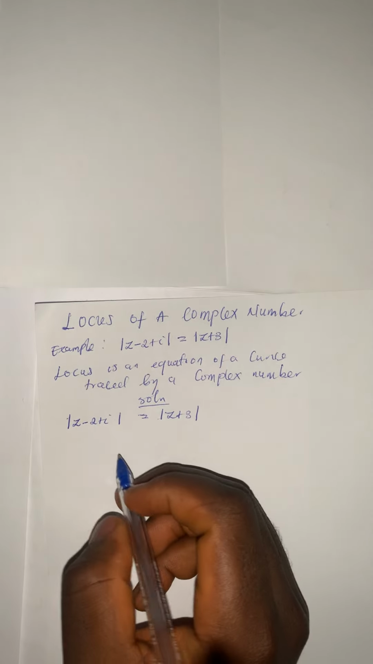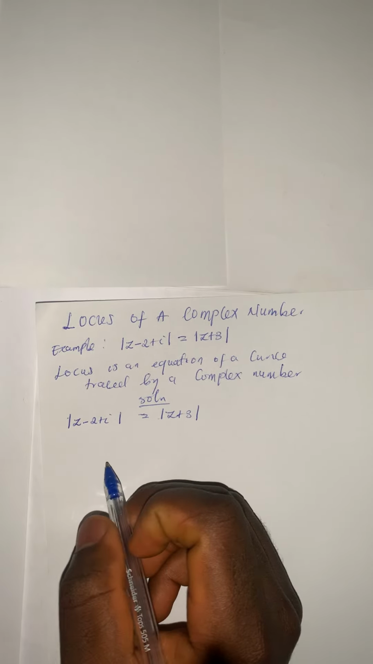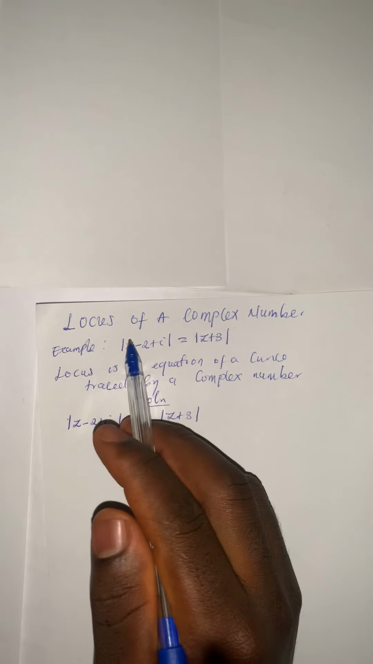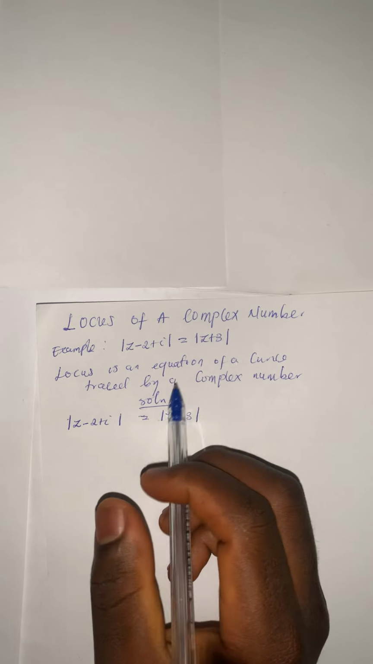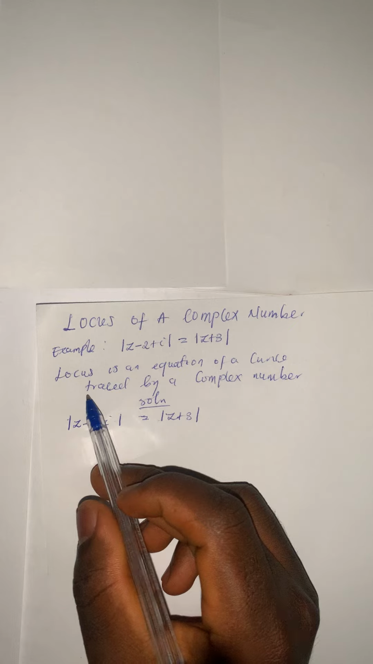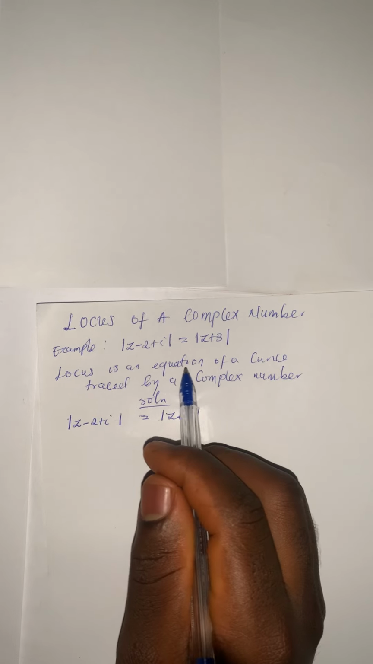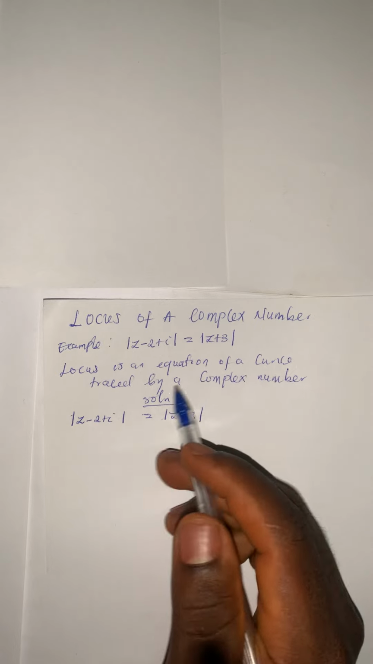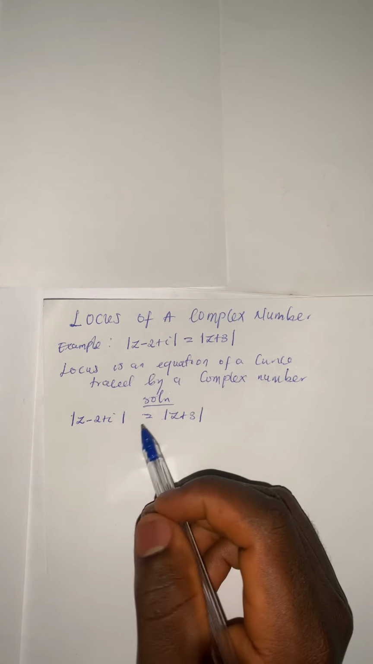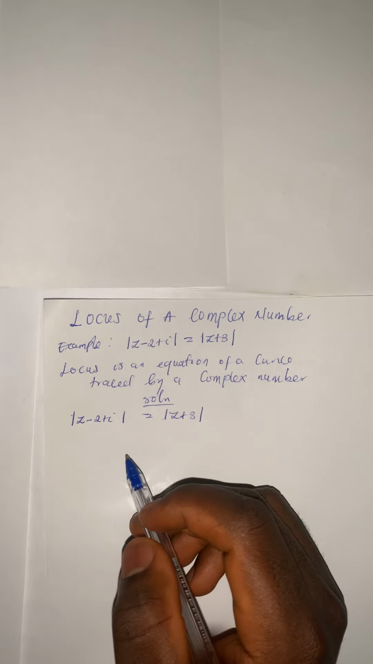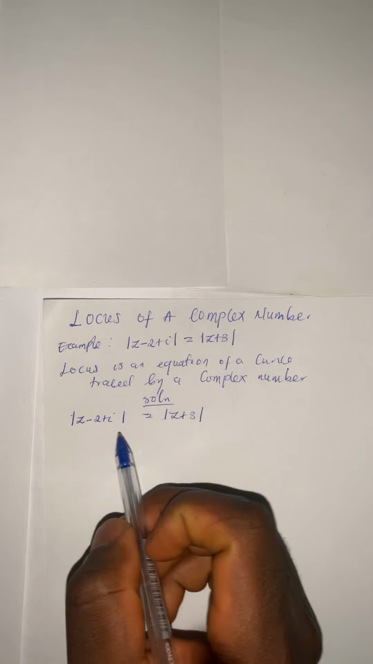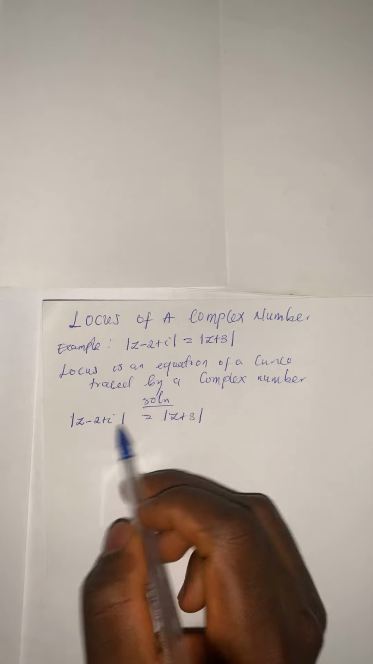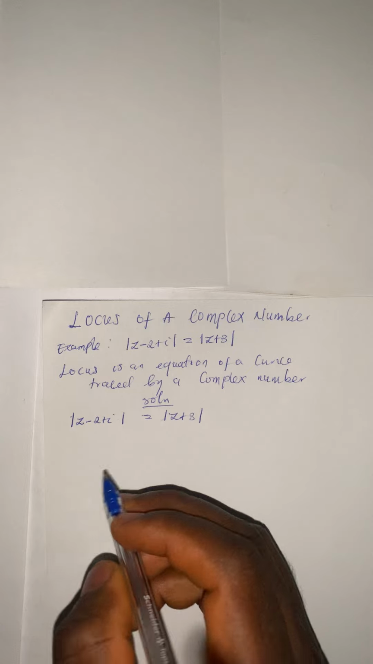Hey guys, today we are going to talk on complex numbers and specifically the locus of a complex number. First of all, the definition of locus: the locus is an equation of a curve traced by a complex number. It could be a straight line, a circle, a rectangle, and so on. So we want to find the locus of this complex number.